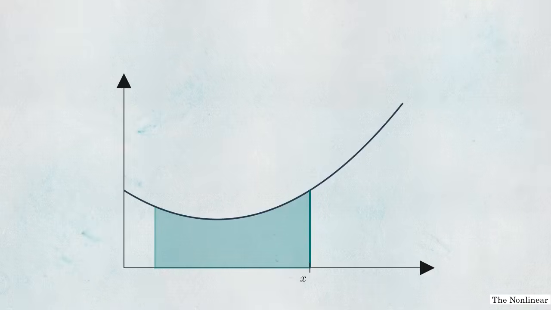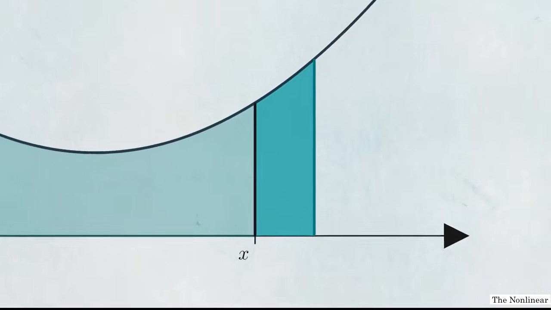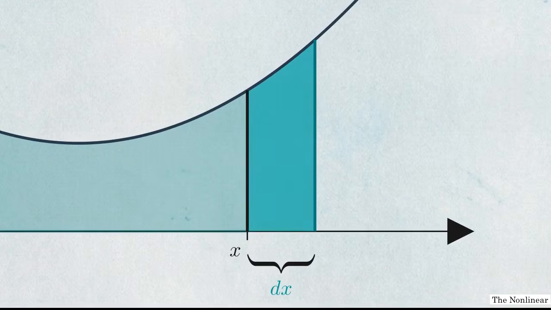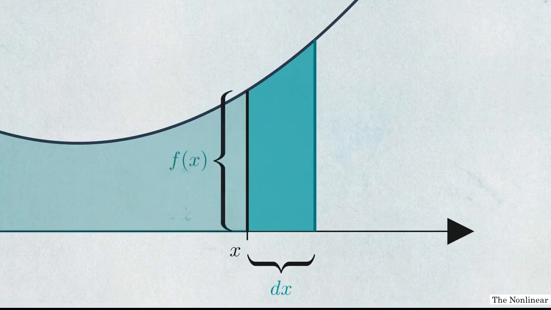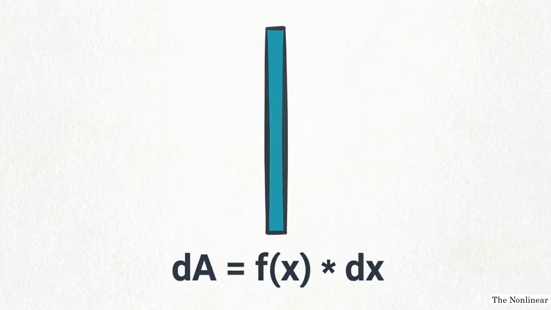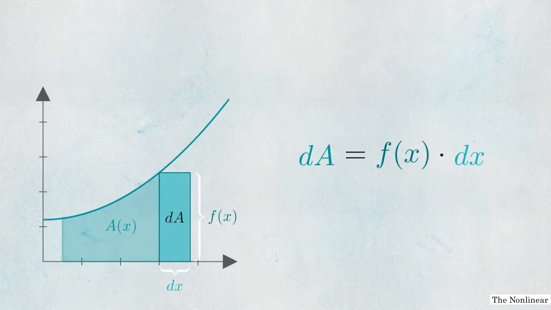Think about nudging our boundary forward by a microscopic step, dx. This adds a tiny vertical sliver of area to our total, with a height determined by the curve at that point, f of x. Since this step is infinitesimally narrow, we can treat this sliver as a simple rectangle. The area of this sliver, dA, is the product of its height and its width, f of x times dx.